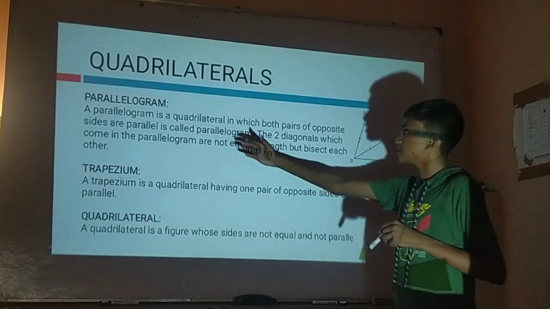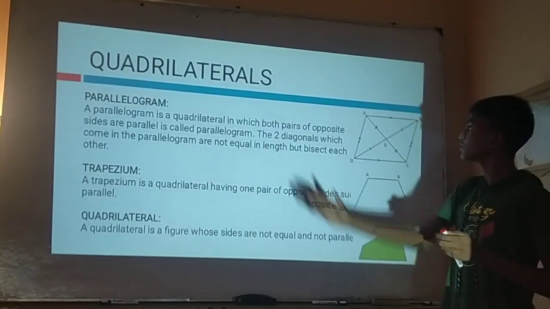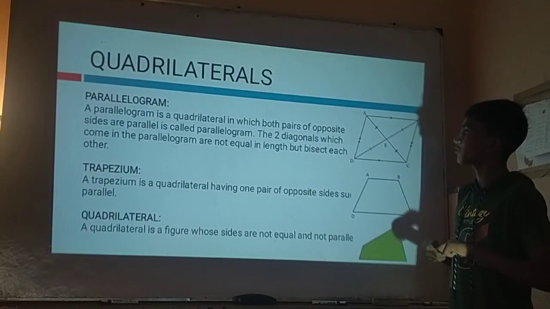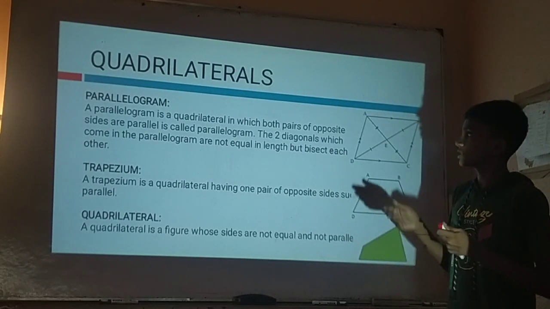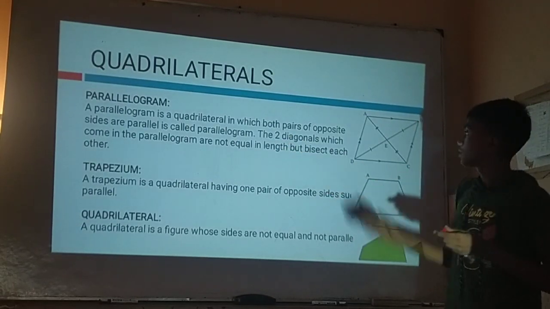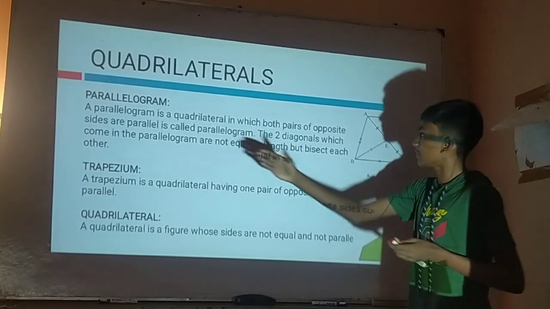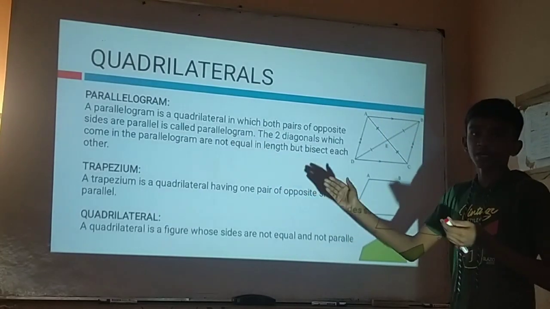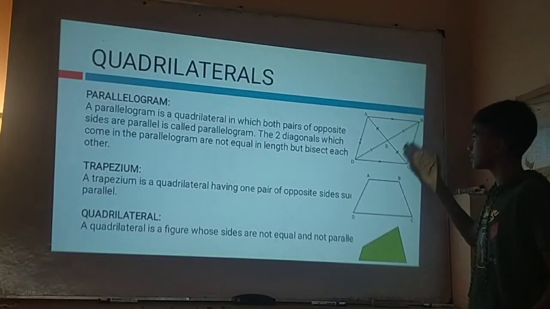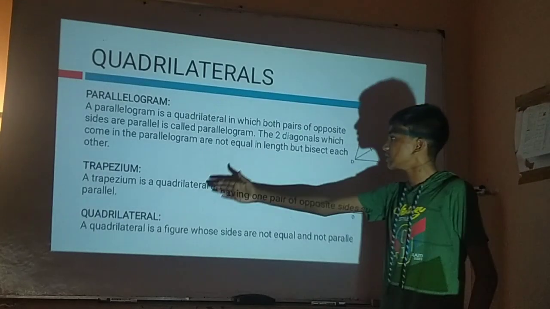The next quadrilateral is parallelogram. A parallelogram is a quadrilateral in which both pairs of opposite sides are parallel, and thus it is called a parallelogram. The two diagonals in a parallelogram are not equal in length, but they bisect each other. This is an example.